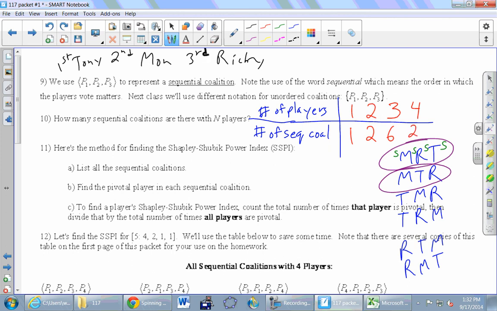So it turns out this right here is a 24. And that will give you the punchline. If we keep this up forever and just put a generic N right there, it turns out that N, with an exclamation point after it, is the number of sequential coalitions.